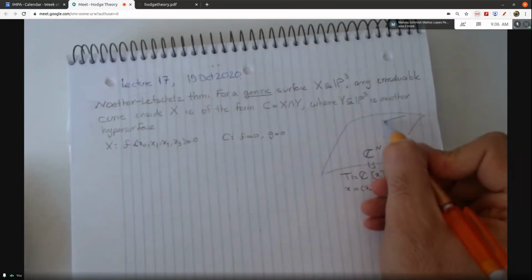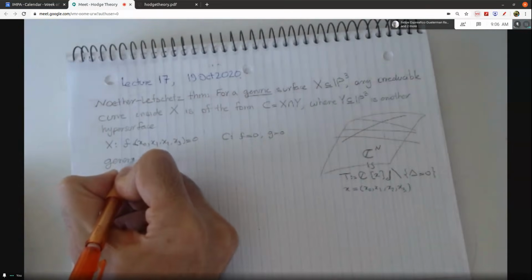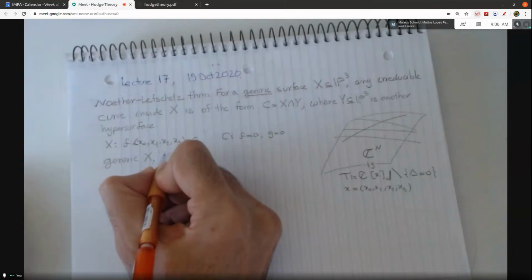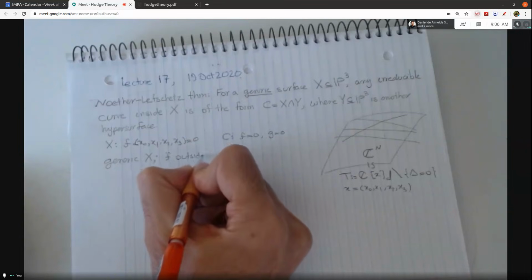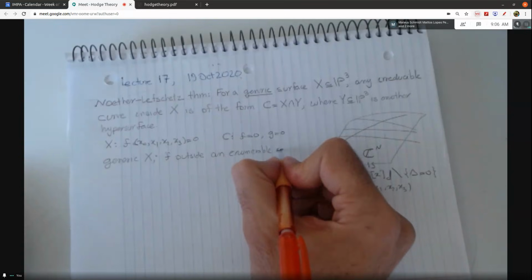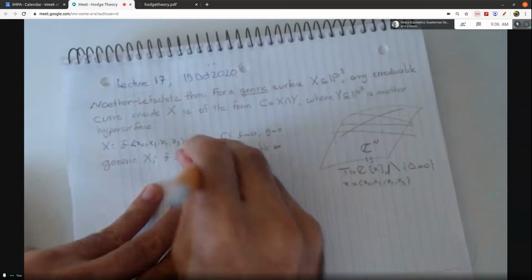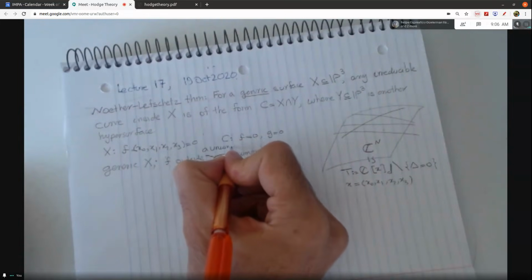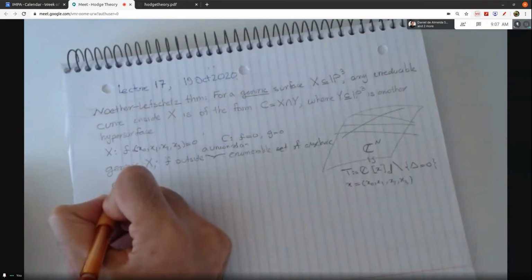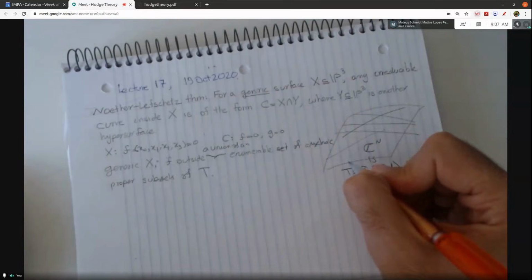So generic means that X, given by F, lies outside a union of an enumerable set of algebraic, proper subsets of this T. Since it is enumerable, it can be dense.